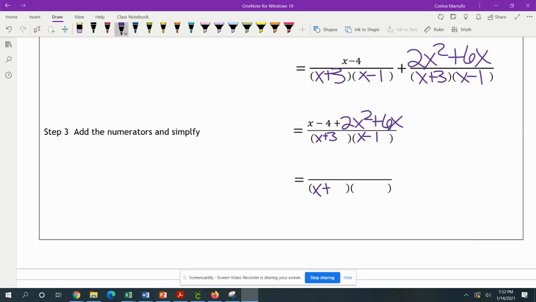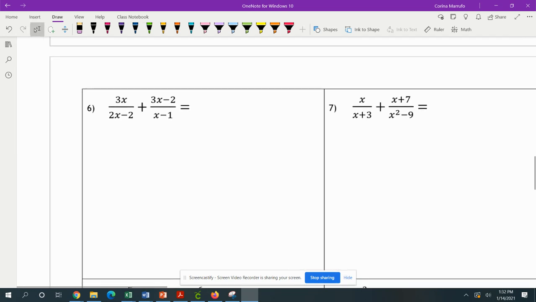Once we do that, we can go ahead and combine our like terms. Once we get a common denominator, this part does not change. And then we combine like terms. So if we look at the 2x squared, that has nothing to combine with. So it's just going to be 2x squared. But then we have a 6x and an x, that's going to give us a 7x. And then last, I have this minus 4. So I'm just going to write minus 4 here. That's it.